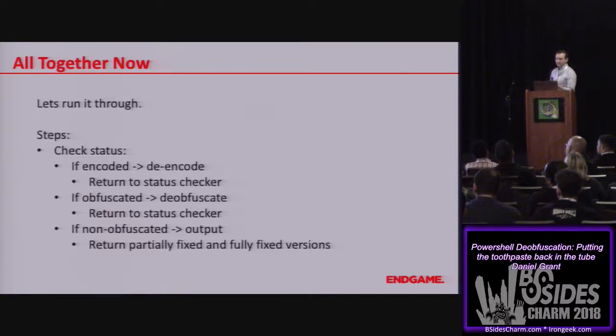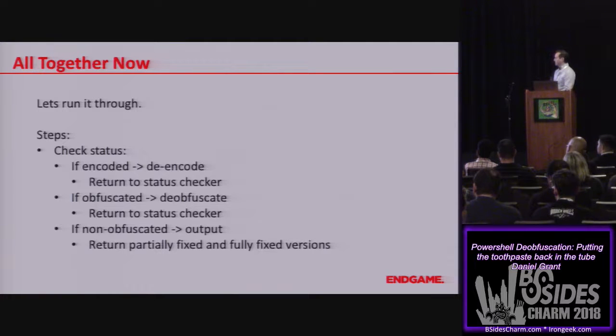If it determines it's encoded, it runs it through the de-encoder and returns it back to the status checker. If it determines it's obfuscated, it deobfuscates it and runs it back through the status checker. If it determines it's non-obfuscated, then it outputs the file. And if it deobfuscates something, it's going to return a partially fixed version, so that's just with the deobfuscation logic, and then the fully fixed version with the cleanup network applied as well.